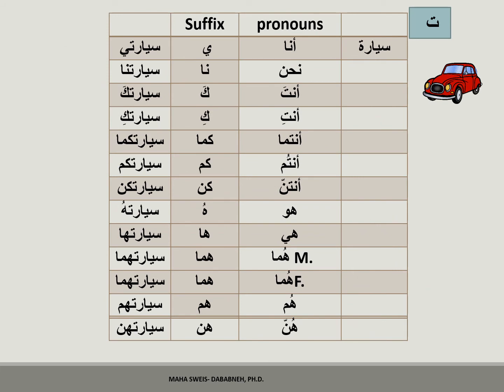Now I picked the noun سيارة. Why did I pick سيارة? Because I want to show you what you do if the noun ends with تاء مربوطة. If you remember, if the noun ends with تاء مربوطة, you switch it back to تاء, the original letter. Then you suffix. So we keep all the suffixes the same, but we have to add تاء before.